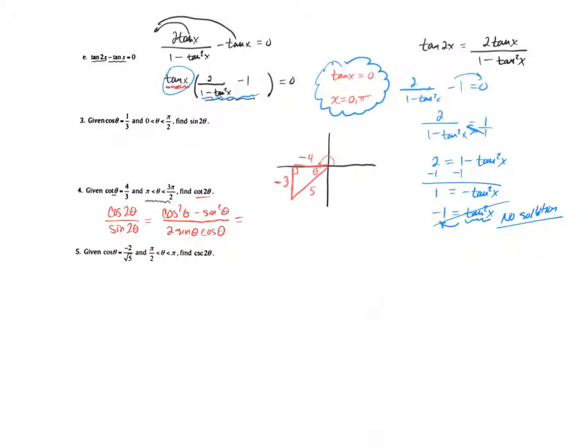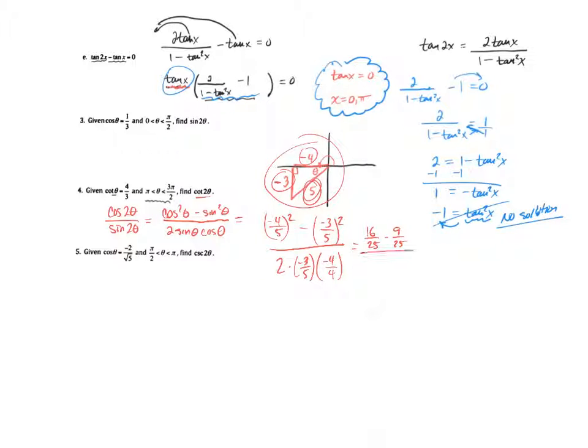And all we really got to do is drop the numbers in for each of those things based on our diagram. So cosine squared would be -4/5 squared, minus the sine squared, which is -3/5 squared, all over 2 times the sine, which is -3/5, times the cosine, which is -4/5, and we're going to get our answer. So the numerator is 16/25 minus 9/25, and the denominator is, let's see, -3 times -4 is 12, times 2 is 24 over 20.